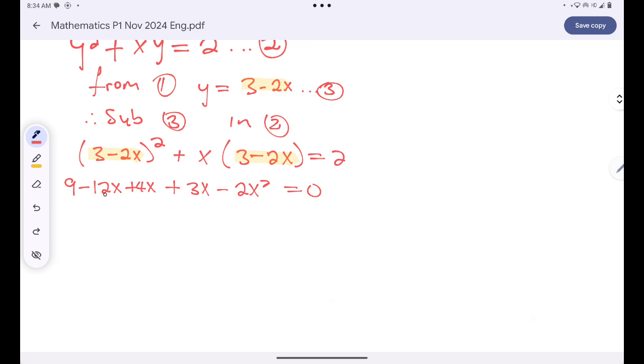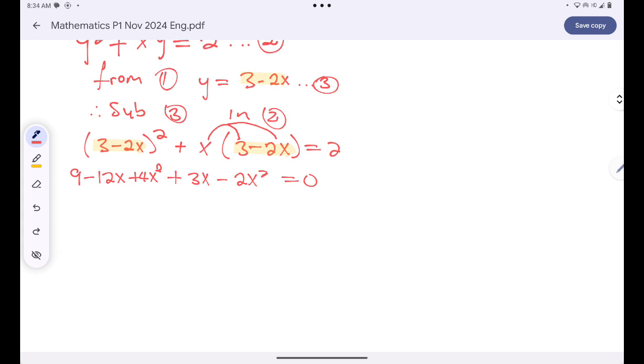It's 9 minus 12x plus 4x squared for the first bracket, and then for the other bracket, x times 3 is positive 3x, x times negative 2, that's negative 2x squared. Okay, and then now let's simplify our right hand side.